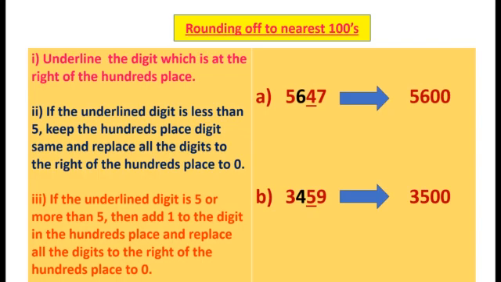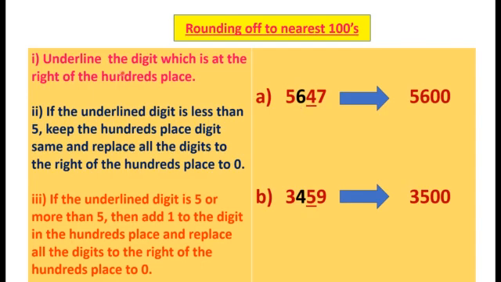Next one is rounding off to nearest hundreds. Okay, the same rules are there, children, only the thing is that the digit or the place value is changing. So you can see here, first of all, what is the number given? 5647. So nearest hundreds you have to find. So I have written here with a black color the digit, that is 6. 6 is at hundreds place.